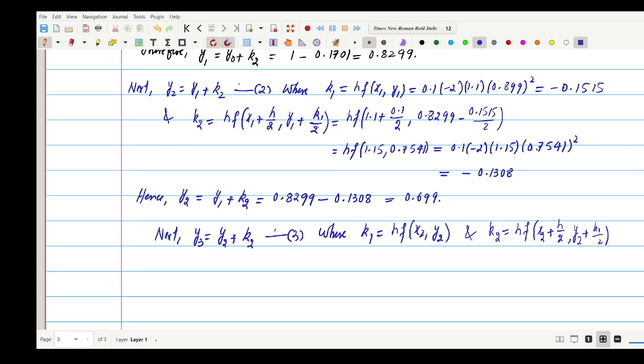Now we will leave the remaining part of this question as an exercise to evaluate. What is the value of k1 using x2 equal to 1.2 and y2 equal to 0.699? Then you will get the value of k1. Now using this value of k1 here, x2 as 1.2 and h as 0.2, you will get the value of k2. Then using this value of y2 as 0.699, and the value of k2 obtained from here, get the value of y3. So the remaining part is left as an exercise.